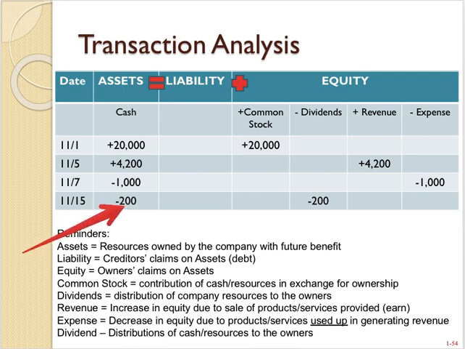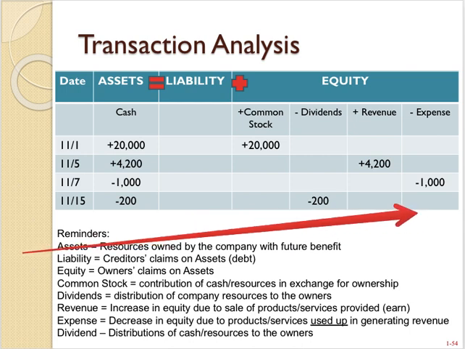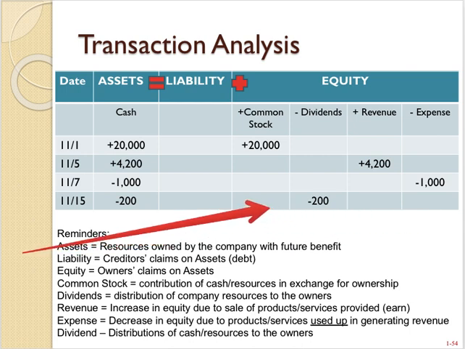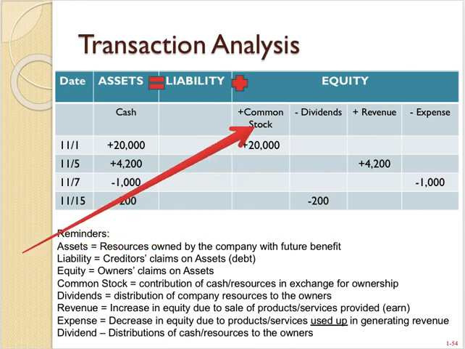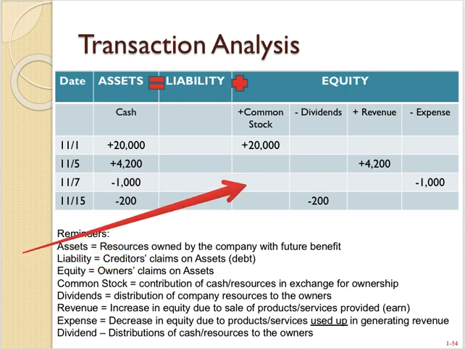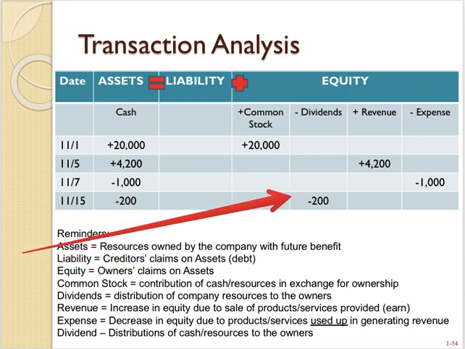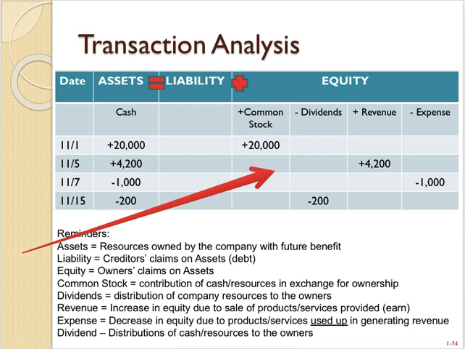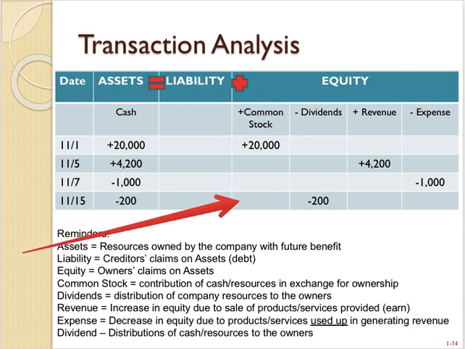That's the easy side. But then some people don't know what to do with the dividends, and sometimes they want to put it here as a negative in common stock. But it's not that. Common stock, first of all, by definition, is a contribution. This is not a contribution, it's a distribution. So you can't put it here in common stock, okay? We're not returning the contribution. It's not that. The contribution stays.